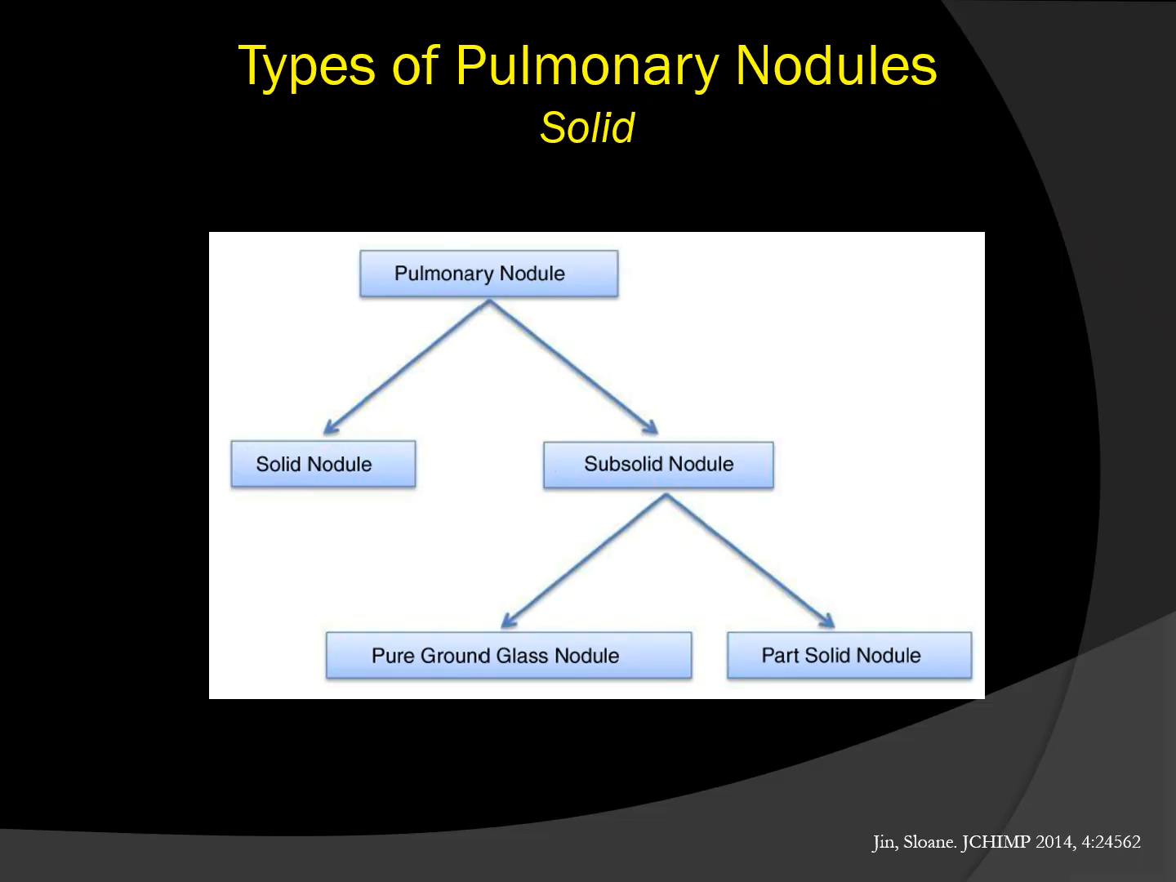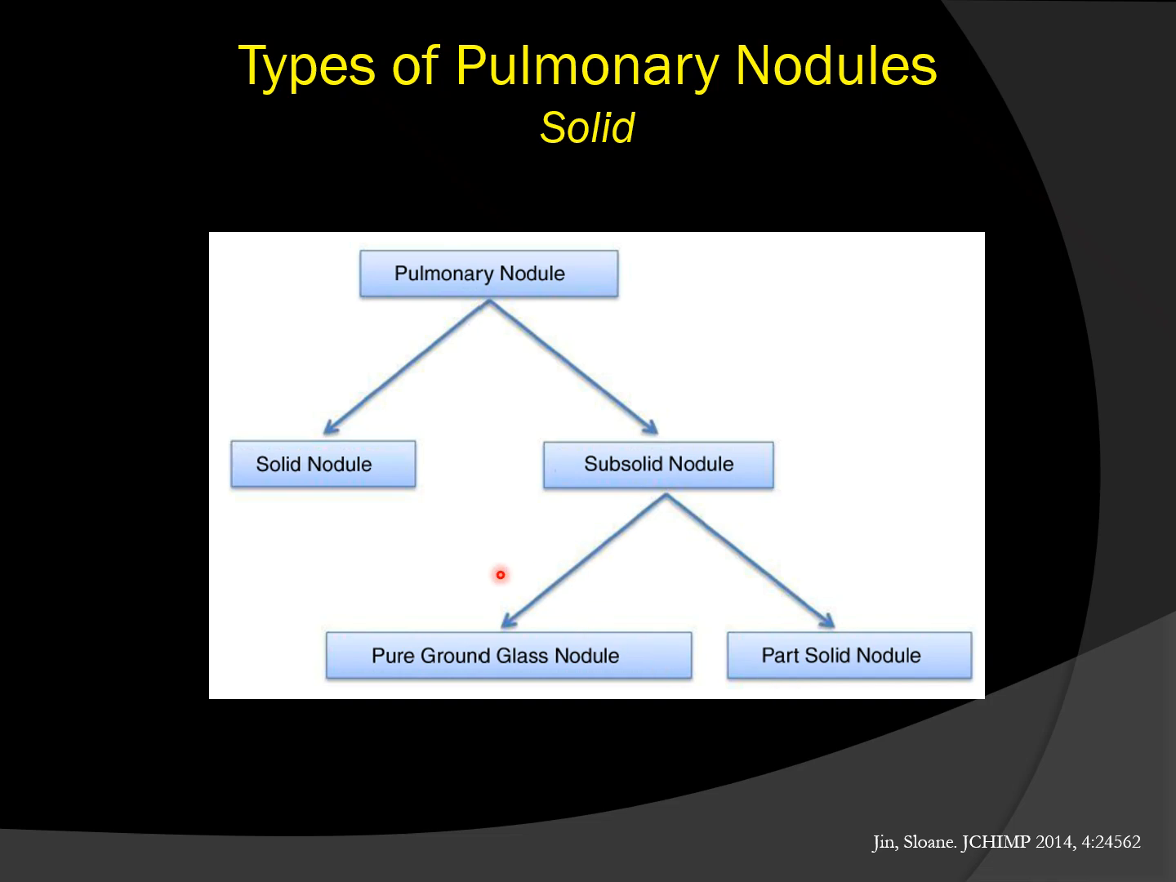So this is actually from our journal paper I mentioned, just showing classification of pulmonary nodules. A pulmonary nodule is either a solid nodule, which is homogeneous and dense, or subsolid, meaning there are some areas of hypoattenuation. Now, we break subsolids into two groups: pure ground glass, which is like the one I showed you, or part solid, where some areas are subsolid and other areas are fully solid. And I'll show you examples of these.